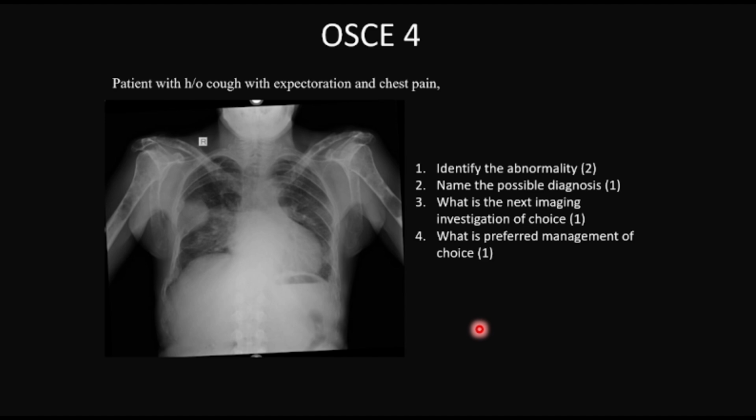This is the fourth OSCE. So this patient with history of cough with expectoration and chest pain comes to the hospital and this is his X-ray. I will give you a minute to go through the X-ray. Please go through all the parts of the X-ray, the mediastinal portions, the lung portions, the surrounding soft tissues and abdomen, whatever is covered.